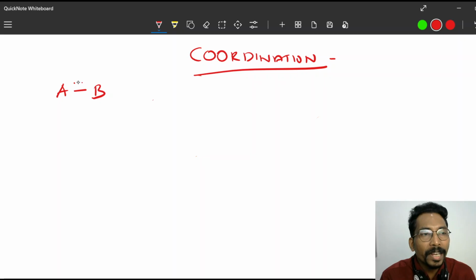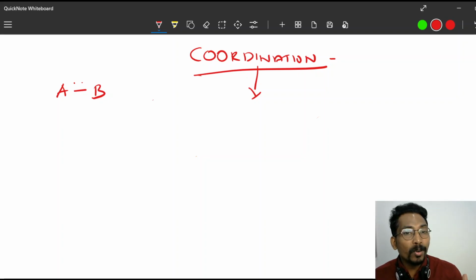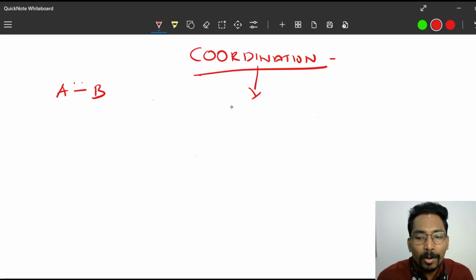A is sharing one electron and B is also sharing one electron. So this is a typical covalent bond. But when we come to coordinate bond, it is also a type of covalent bond, that means it is a type of sharing. But what is the difference? So listen.